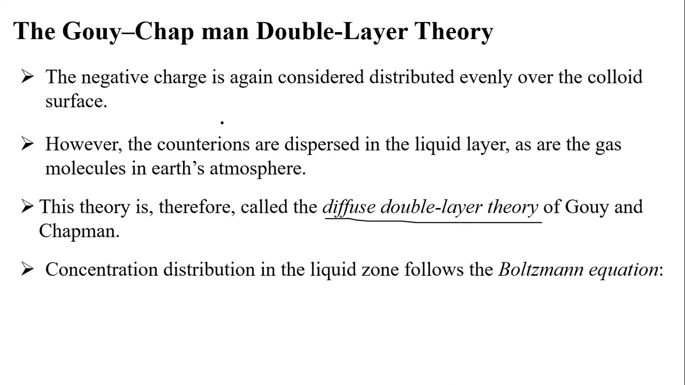It is quite similar to how gas molecules are present in the atmosphere. The same thing happens here also. That is why the second layer is a completely diffuse double layer. So the distribution of cations in the liquid zone completely follows the Boltzmann equation, and this was mathematically expressed.